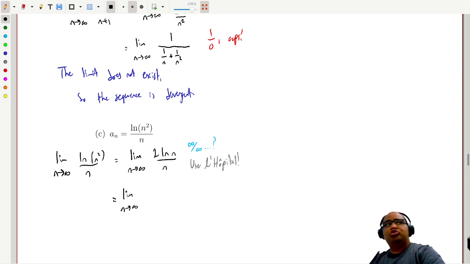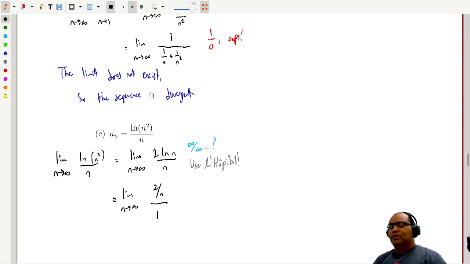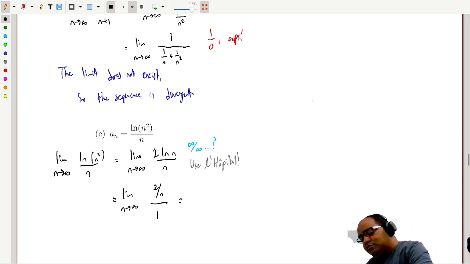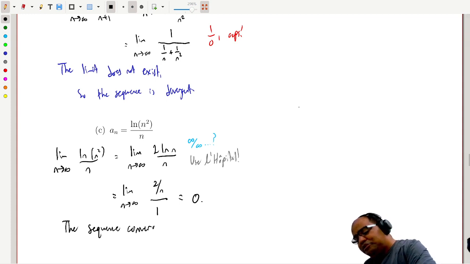So we have this limit here. The derivative of log n with respect to n is 1 over n, so the numerator becomes 2 over n. My denominator is just 1. And now this is easy. I get a 0 over 1, which is fine. We get a 0. So the limit is 0, and the sequence converges.